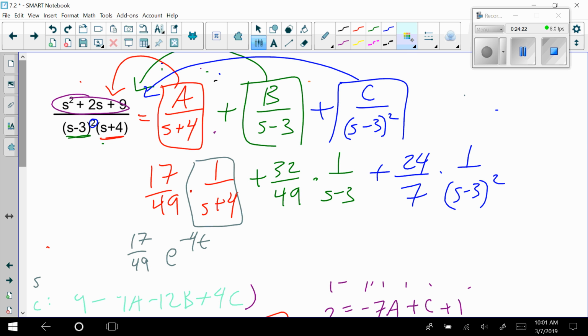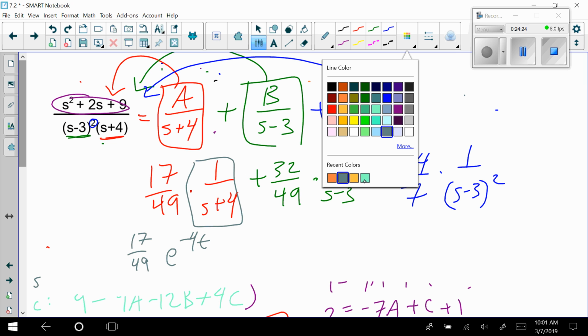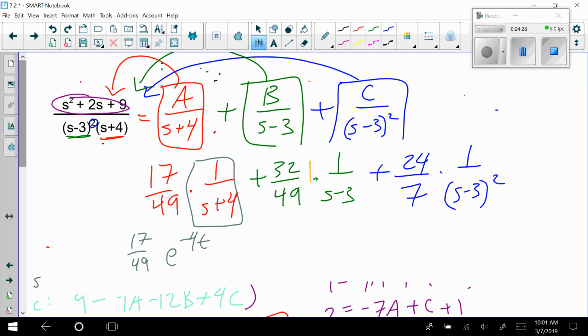Okay, well, then we just keep moving down the list. So my next one, I would look at this. Oh, that's the same thing. That's e to the 3t. Great. Well, what do I put out front? Well, that's the 32/49 plus sign.